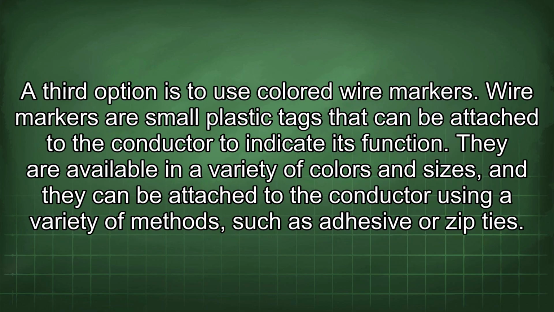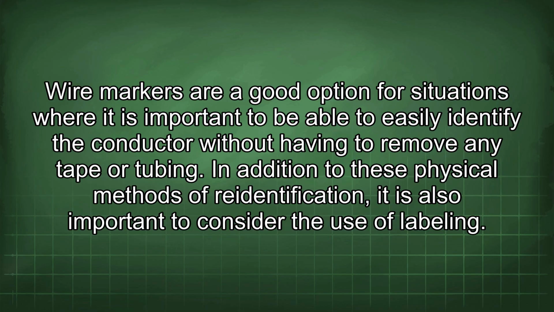A third option is to use colored wire markers. Wire markers are small plastic tags that can be attached to the conductor to indicate its function. They are available in a variety of colors and sizes, and they can be attached to the conductor using a variety of methods, such as adhesive or zip ties. Wire markers are a good option for situations where it is important to be able to easily identify the conductor without having to remove any tape or tubing.